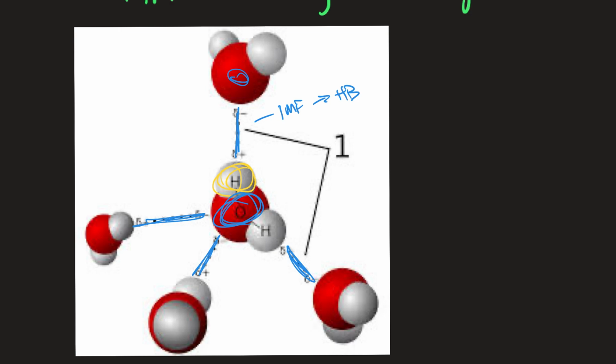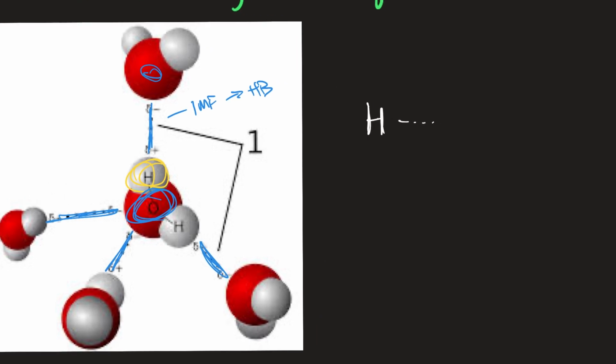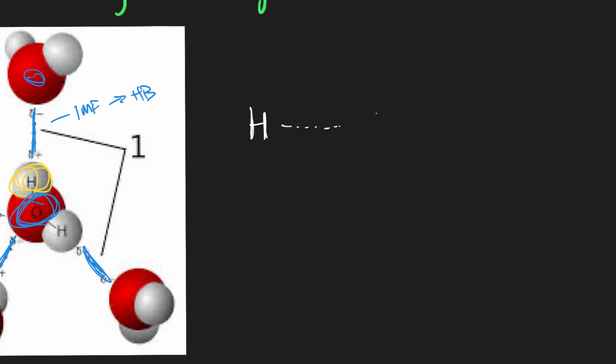And so remember, hydrogen bonding is an attraction to either a fluorine, oxygen, or nitrogen. And this particular hydrogen has to be bonded to fluorine, oxygen, or nitrogen. And so that's hydrogen bonding. Now, as I said, hydrogen bonding is one of the strongest.